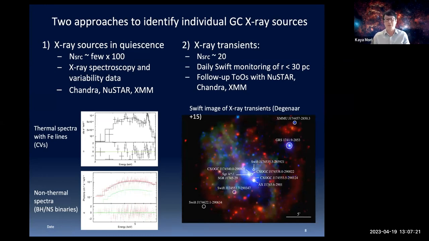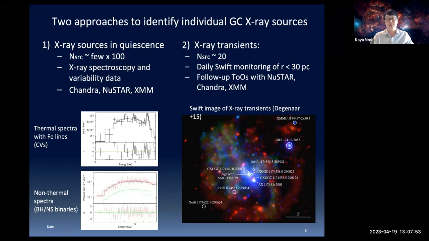So what we are looking for is for individual sources, if you have enough counts, you can just make a spectra like this. So they should either have thermal spectra with big iron lines between 6 and 7 keV. So in this case, there are CVs, white dwarf binaries. Otherwise, sometimes you see sources with a non-thermal spectra with a featureless power law spectra like this case. So they're indicated to be black hole, neutron star binaries, or maybe pulsars.